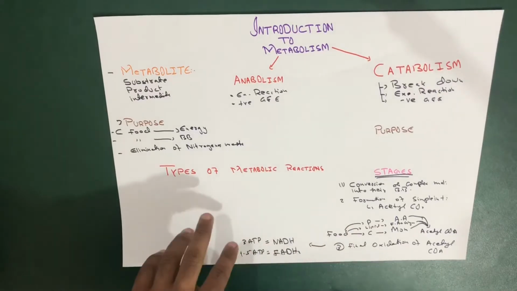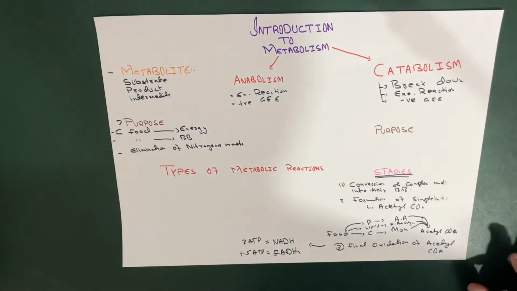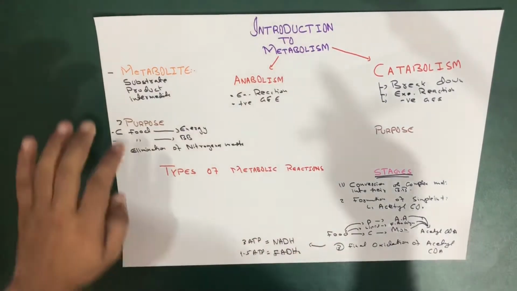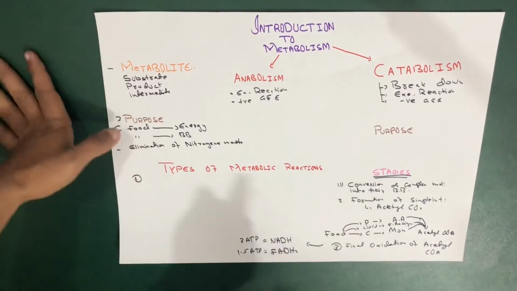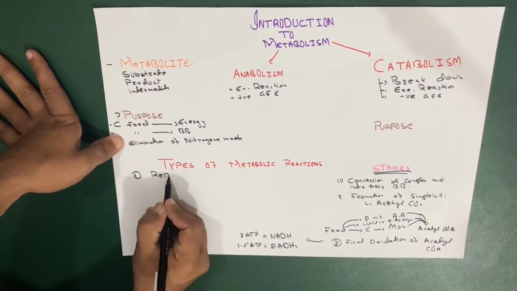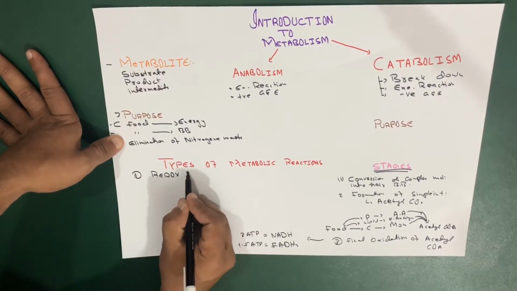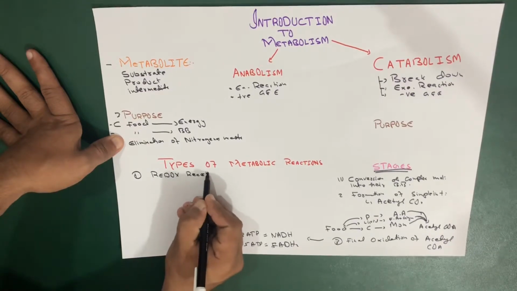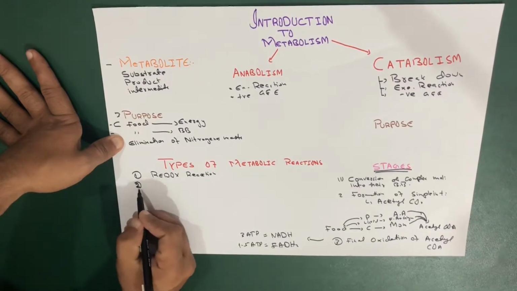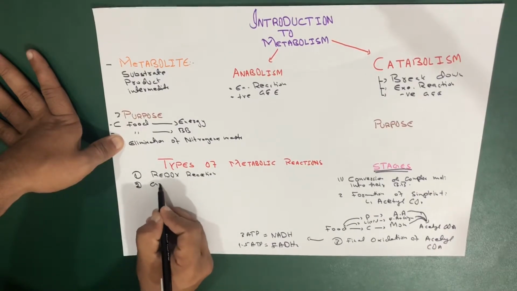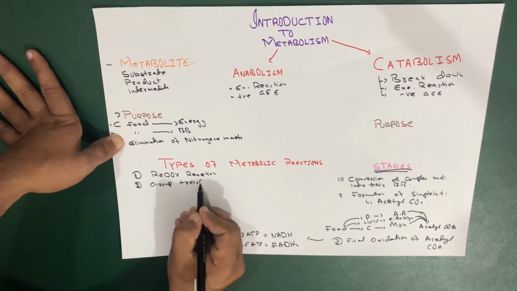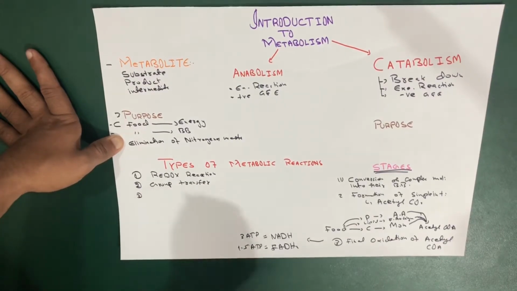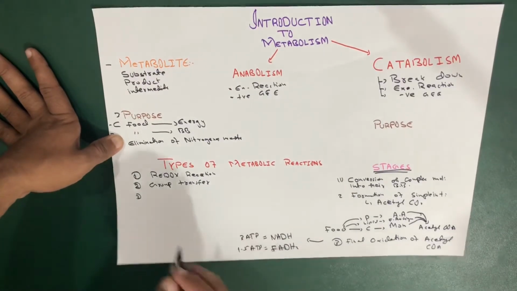Now let's talk about the types of metabolic reactions. There are 4 main types of metabolic reactions. The first one is the redox reaction. Redox reaction means reduction and oxidation going together. The second one is group transfer, the transfer of a main group available in any molecule. The third one is rearrangement and isomerization of a molecule.